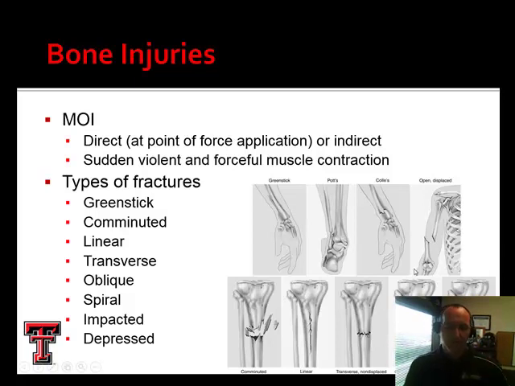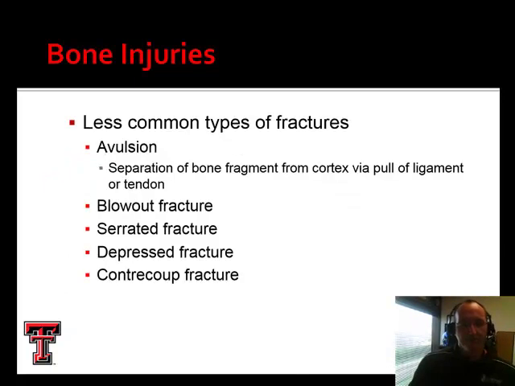An impacted fracture, we don't have a picture of that, but that's basically where we get compression of the growth plate. And then a depression fracture would be like we would see in an irregular bone, a scapula, or a bone in the skull.